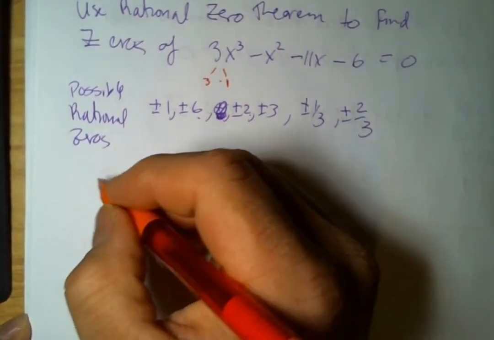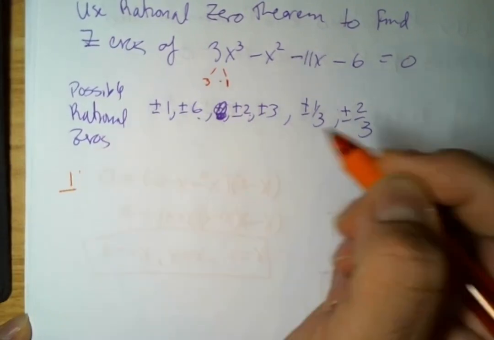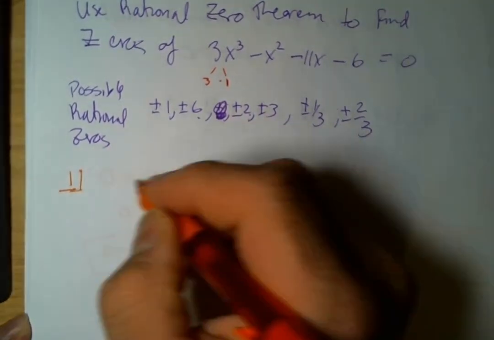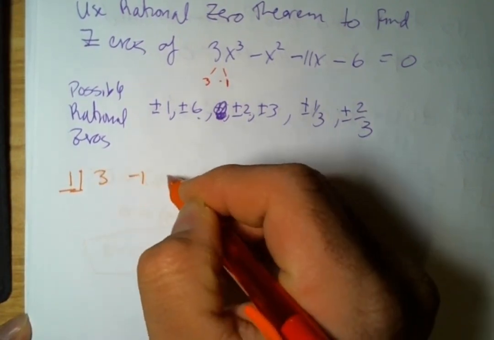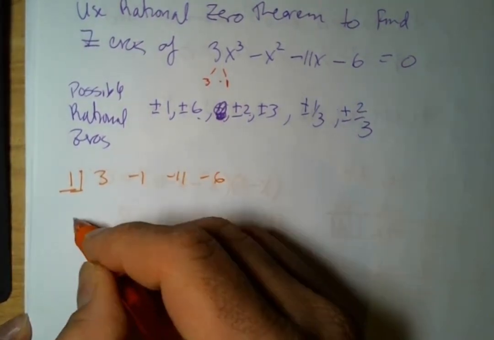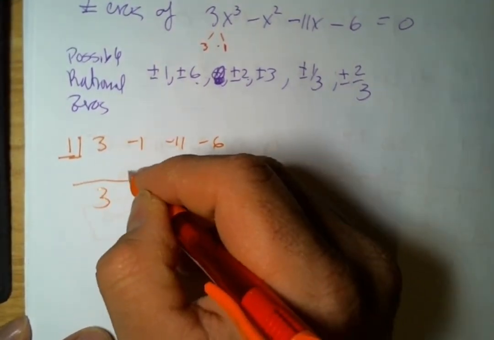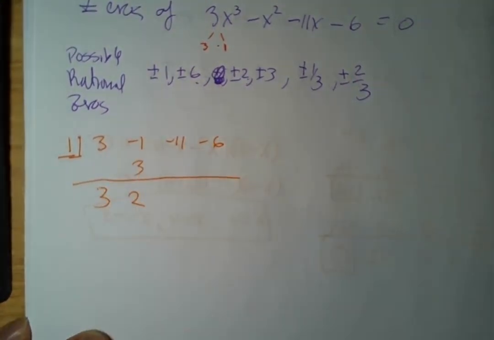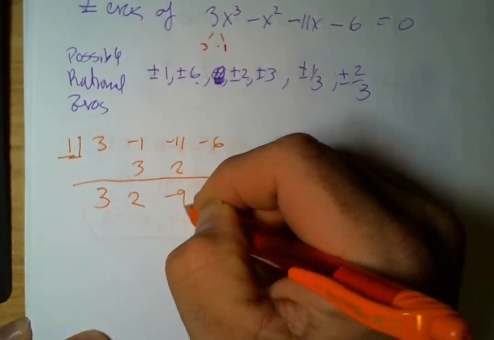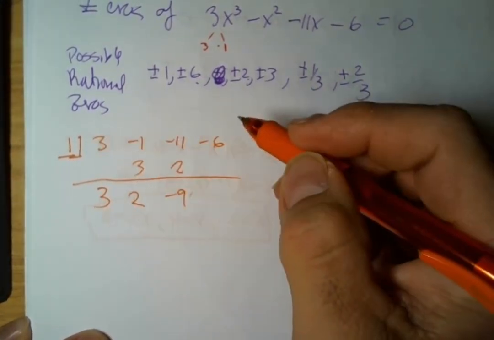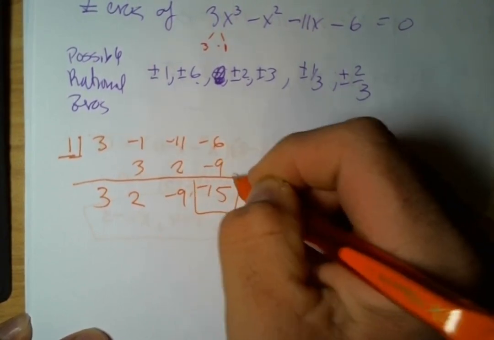So we say, okay, possible rational zeros. Let's start with wishful thinking here, right? 1. We write 3, negative 1, negative 11, negative 6. So here we go, that's 3, 2, negative 9, and then negative 9, negative 15. Okay, no.